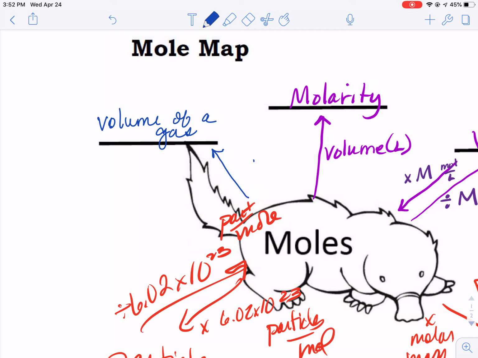Now, if 1 mole is 22.4 liters, 2 moles would be 44.8 liters. So the way to convert from moles to volume is to multiply by 22.4 liters per mole. Now, this is only at STP. If it's not at STP, it doesn't work this way. By the same token, we would divide by 22.4 liters if we're given a volume and we want to change to moles. And again, STP.